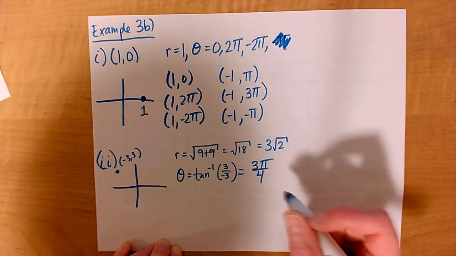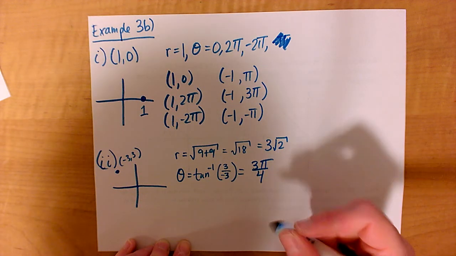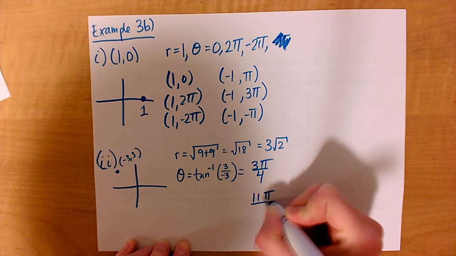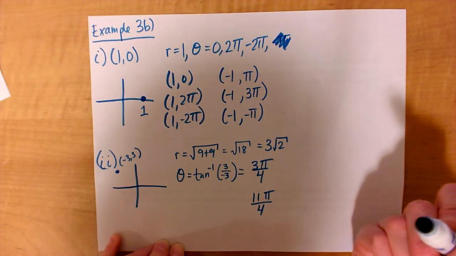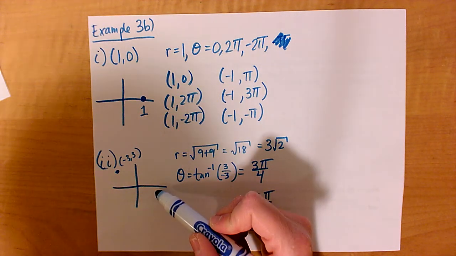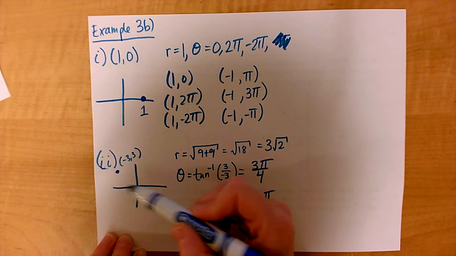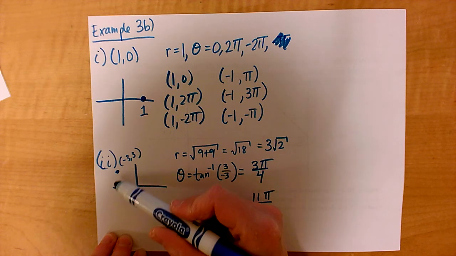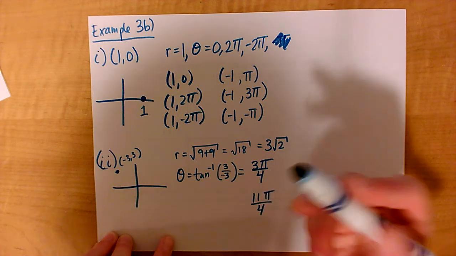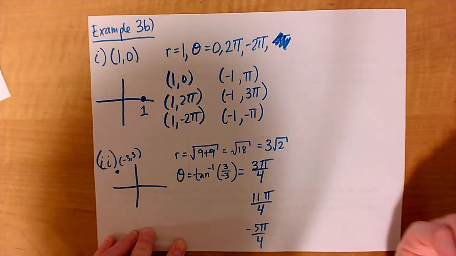So then this could be your angle, and you could use 3 pi over 4, or you could add 2 pi to that, and that would be 11 pi over 4. Or if you wanted to go in the other direction, like if you wanted to start here at your positive x-axis and go clockwise to get there, that would be a negative 5 pi over 4, right? So you have a bunch of different options.